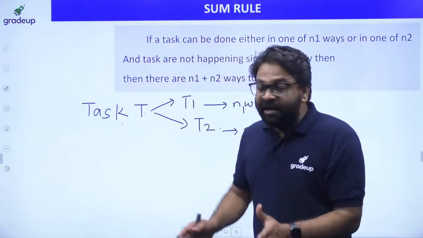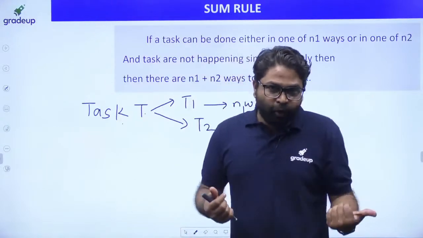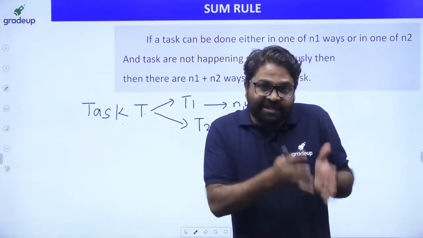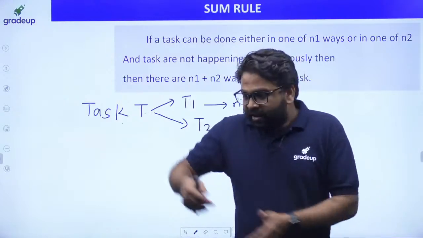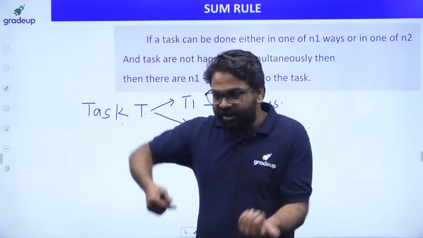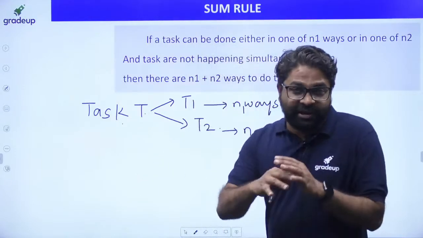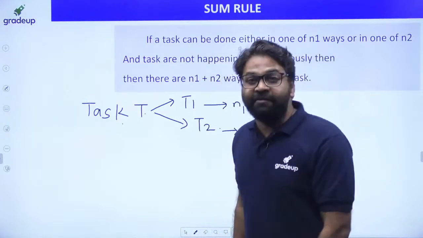Okay, till here there is no difference between the sum rule and the product rule. In the sum rule also, the task T can be divided into T1 and T2. Till now there is no problem, there is no difference. But where is the difference?